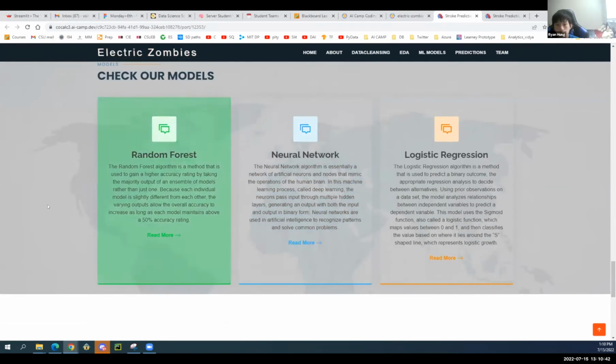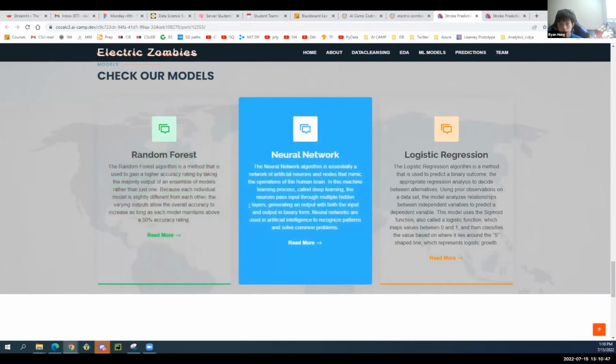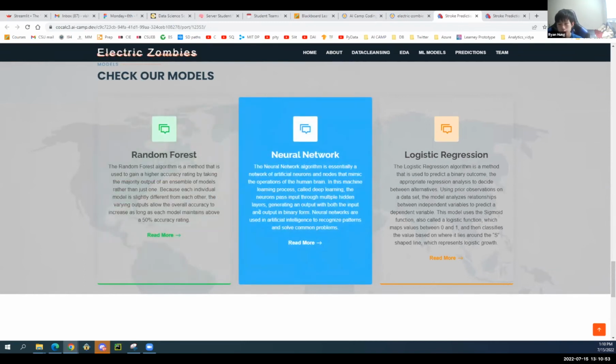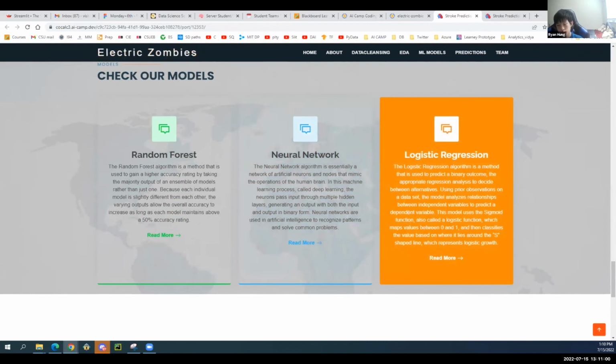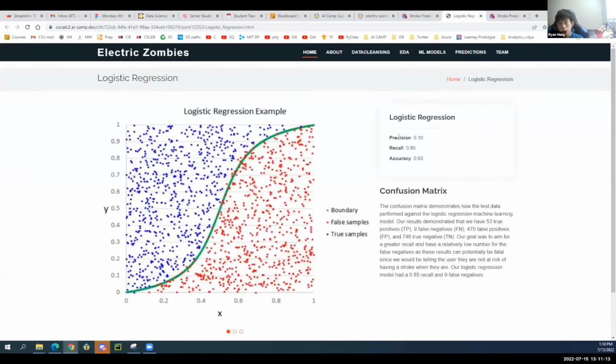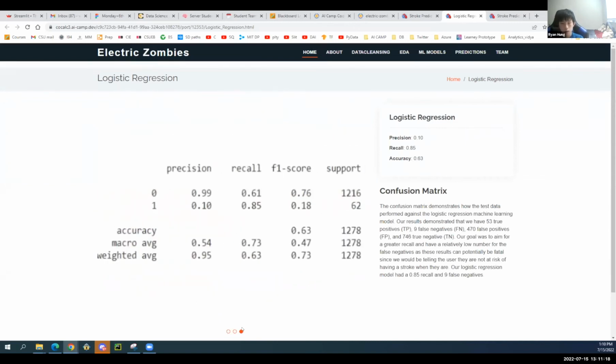All right. For our models, we use 3 different models, which were the random forest algorithm, which uses decision trees to create an output, neural network, which mimics the human brain by creating neurons and nodes in order to assign weighted values and create an output, and logistic regression, which uses a logistic curve to classify different data points into either 0 or 1. And for each of our 3 models, we have a subpage that includes different visualizations for the results of our models.